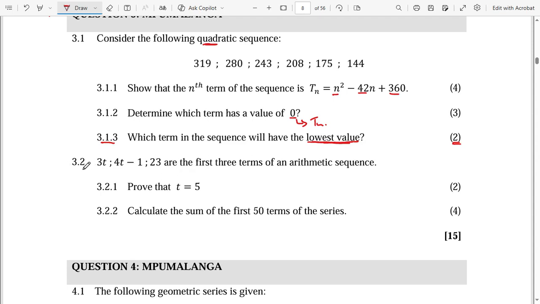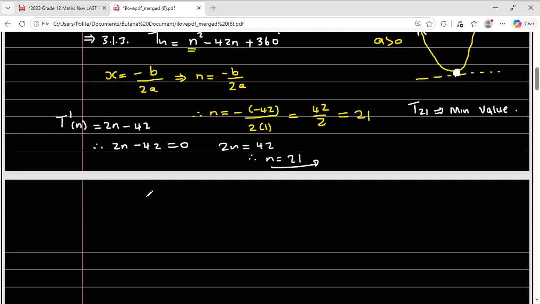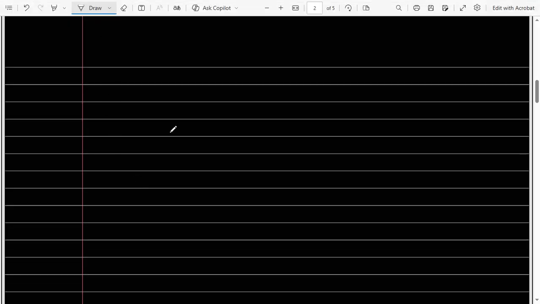On this question, they say this is what I'm given. They say the first three terms of an arithmetic sequence. It's very important to know that this is arithmetic. So I'm going to rewrite my sequence, and make sure that when you are rewriting your sequence, you rewrite everything correctly the way it is on the question paper, because you don't want to waste time solving incorrect questions. So this will be my 3.2.